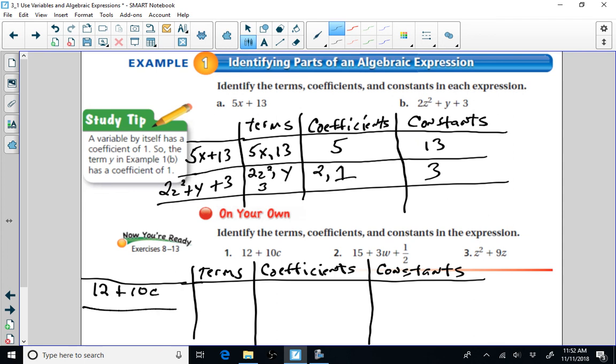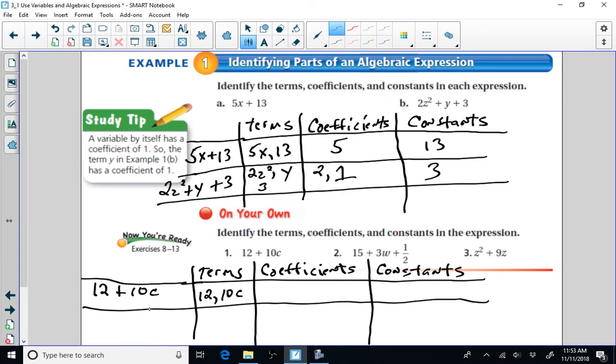Now, first of all, understand that there are 2 terms in that expression, 12 and 10c. So we have 2 terms. Terms are separated by addition and subtraction signs. So I have an addition sign separating the 2 terms. So what are my terms? My terms are 12 and 10c.